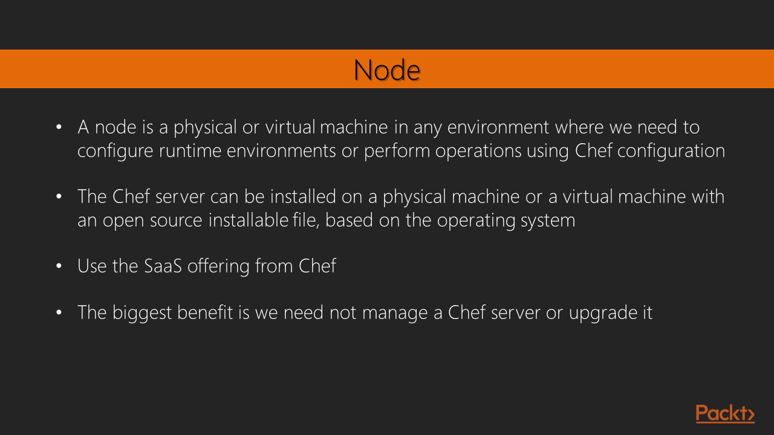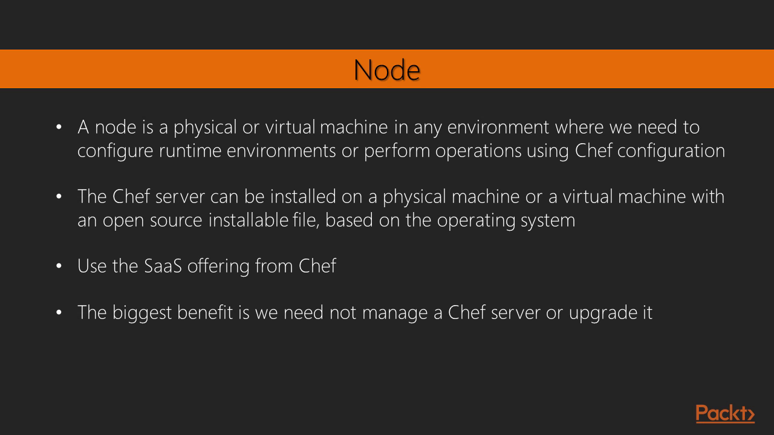Node. A node is a physical or virtual machine in any environment where we need to configure runtime environments or perform operations using Chef configuration. The node communicates with the Chef server, open source or hosted, obtains configuration details related to itself, and then starts executing steps based on it.